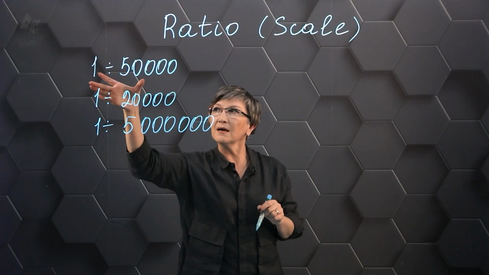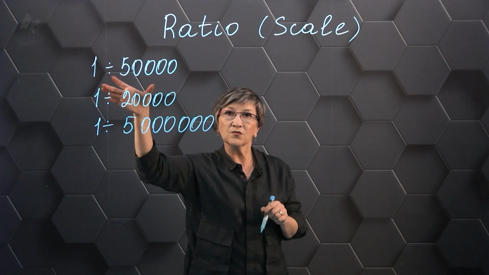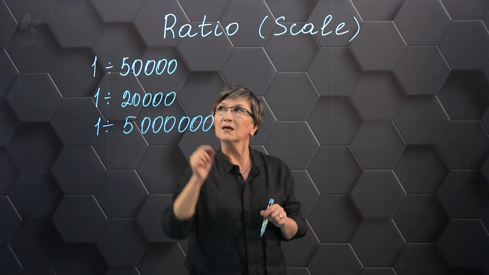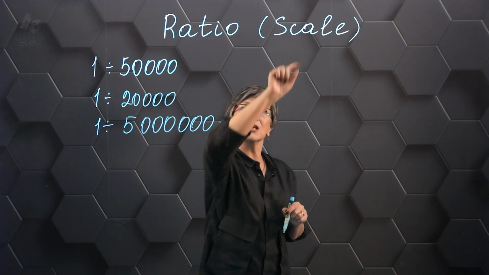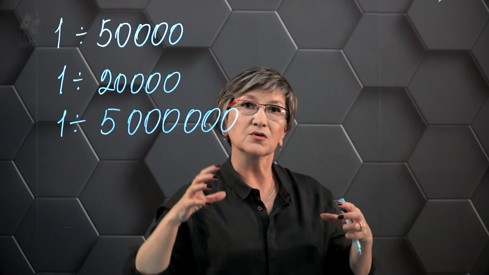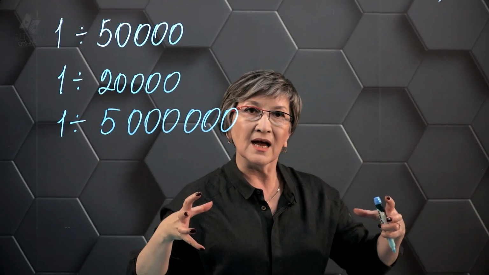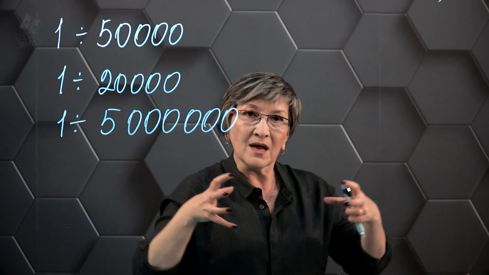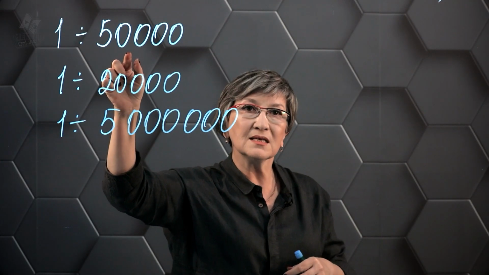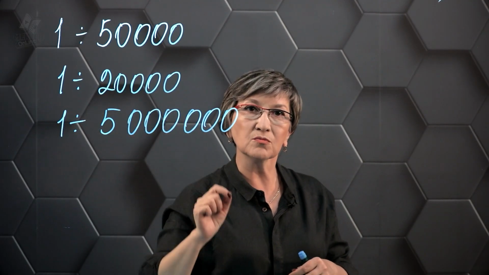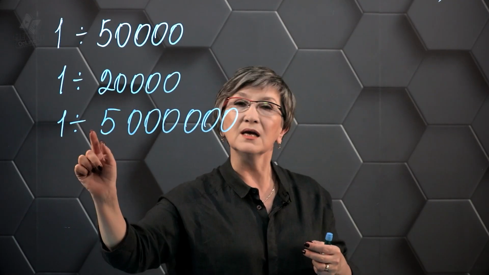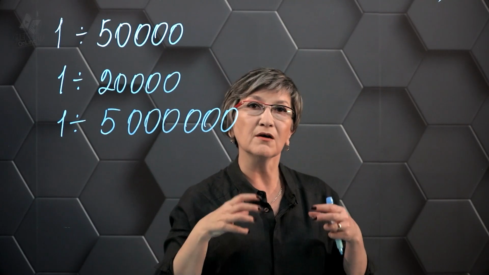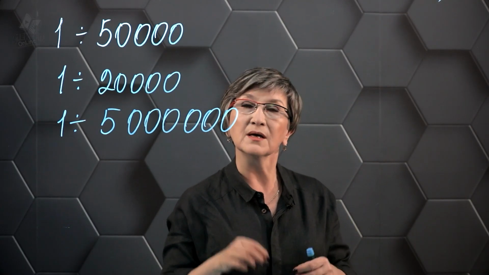As we can see from the notation, it's a ratio of two quantities. And indeed, if I talk about scale, 1 centimeter contains 50,000 centimeters. That is to say, the distance on the map has been reduced 50,000 times. Or in the second case, the distance is reduced 20,000 times. Or the distance is reduced by a factor of 5 million.